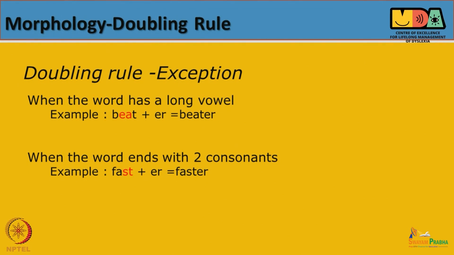Another exception is that when you have two consonants ending the word, like in the word fast. Here it is a single syllable word. It does have only one vowel, but it ends in two consonants. So, it does not follow the rule. In order to add a vowel suffix, we do not have to double the last consonant, but simply add the vowel suffix to the root word. Practice this rule well before we get into our next rule.